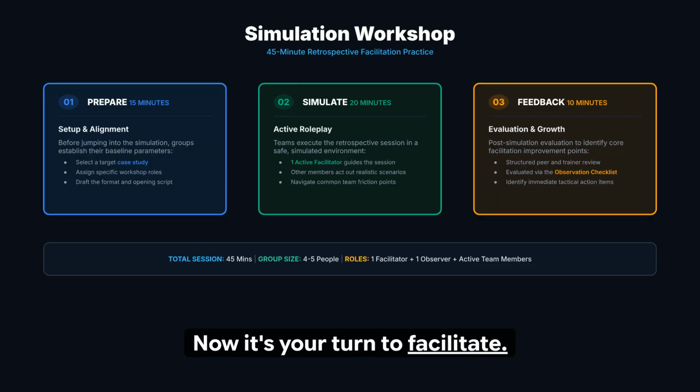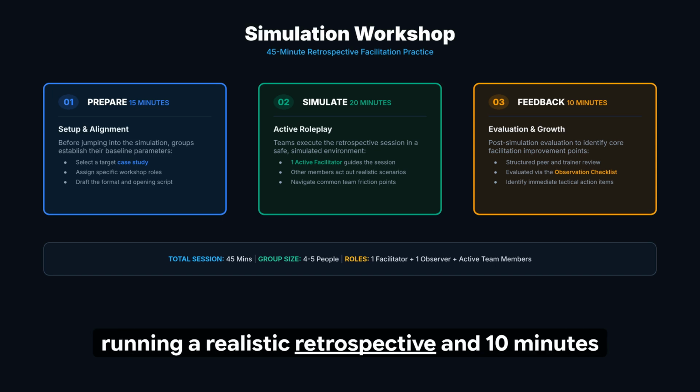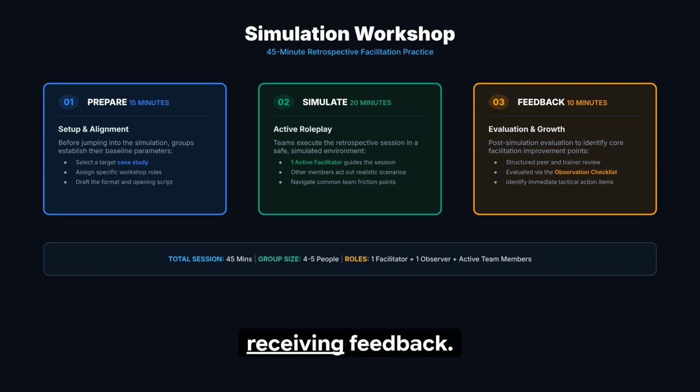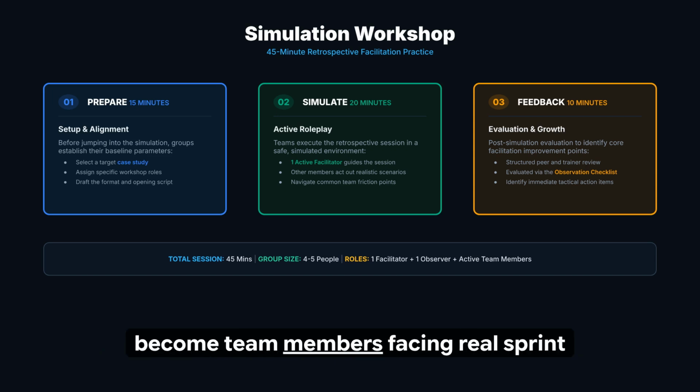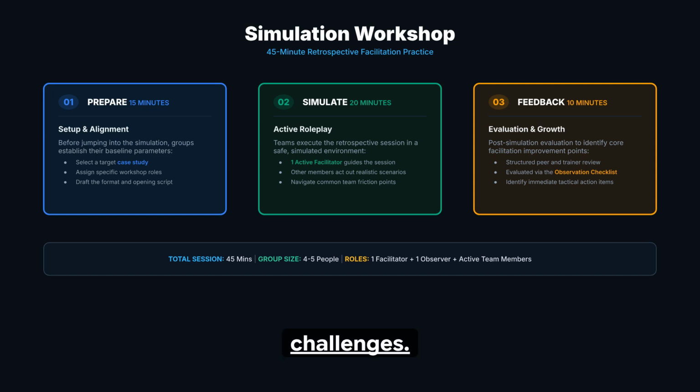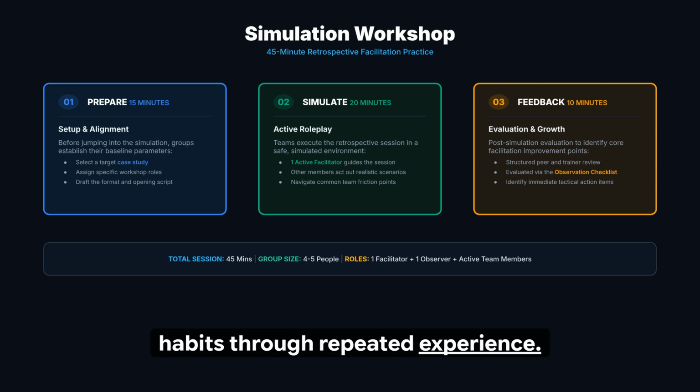Now it's your turn to facilitate. Spend 15 minutes preparing, 20 minutes running a realistic retrospective, and 10 minutes receiving feedback. One person acts as the facilitator, while others become team members facing real sprint challenges. This is where facilitation skills become practical habits through repeated experience.